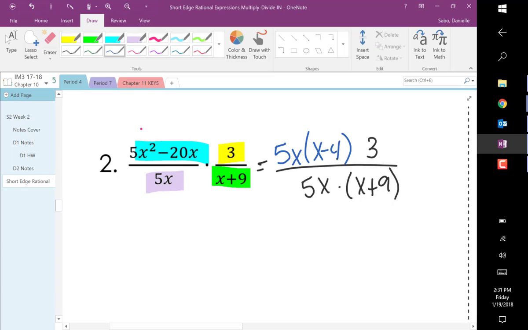And here's a great way to check that. 5X times X is 5X squared. 5X times negative 4 is negative 20X. It's a great way to check your answers.